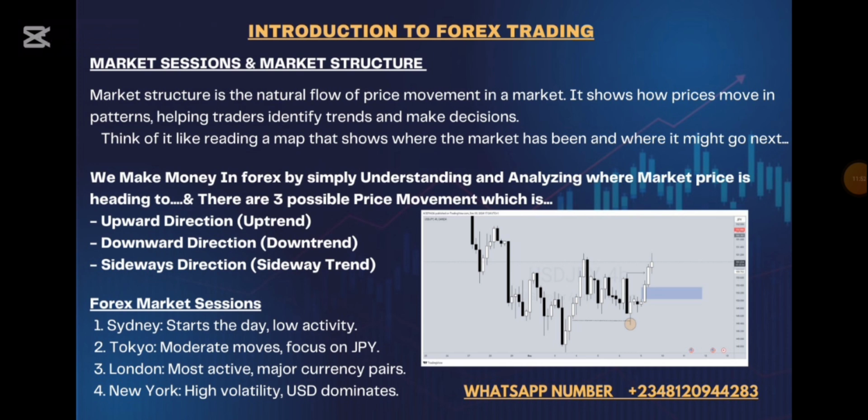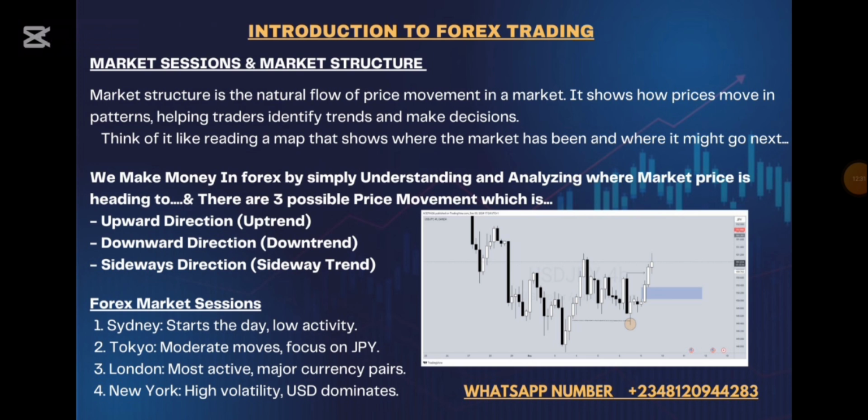You get? So remember, we make money from forex by simply buying or selling currency pairs, and we buy a particular currency pair if it's moving up in value, and we sell a particular currency pair if it's going down in value. Now market structure helps us to make our decision based on past movement of the market. It helps us look at the market and tell if this market is going to go up or if this market is going to go down. So we make money in forex by simply understanding and analyzing where market price is heading to.